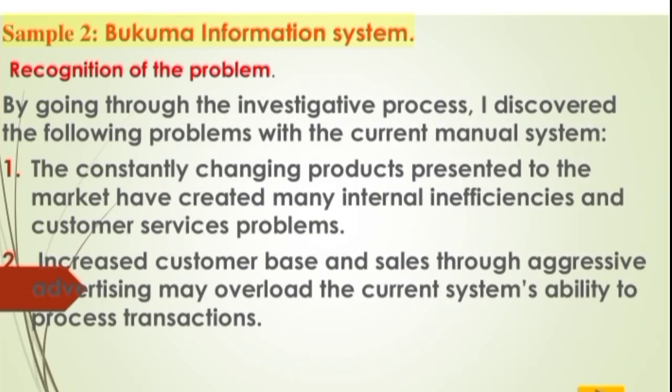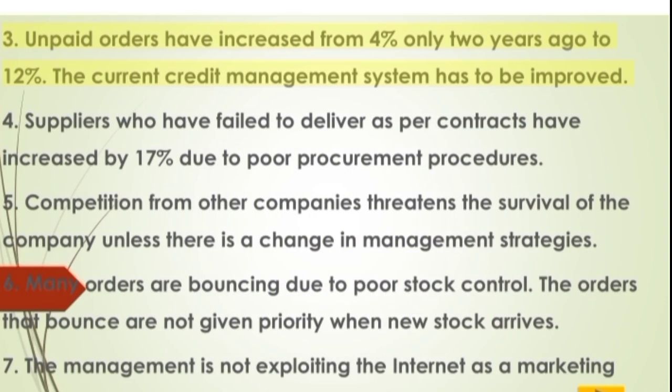Sample 2. Bukuma Information System. Recognition of the problem. By going through the investigative process, I discovered the following problems with the current manual system. 1. The constantly changing products presented to the market have created many internal inefficiencies and customer services problems. 2. Increased customer base and sales through aggressive advertising may overload the current system's ability to process transactions. 3. Unpaid orders have increased from 4% only 2 years ago to 12%.